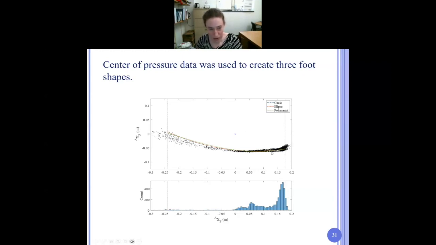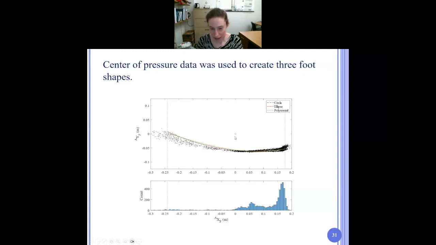So this figure shows experimental data for one trial, for one subject. Each of these black dots is a data point, and the data was sampled at an even sampling rate of 100 Hertz. The horizontal axis is the x position of the center of pressure, and this vertical axis here is the y position of the center of pressure relative to the ankle joint. And the ankle, in this case, is this blue dot right at 0, 0.